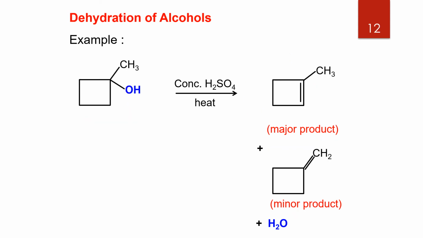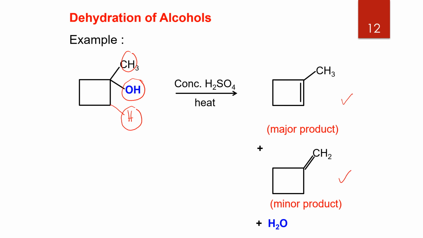Let's take a look at another example, the dehydration of 1-methylcyclobutanol. When 1-methylcyclobutanol is heated with concentrated sulfuric acid, it will give two types of alkenes. In this elimination reaction, the carbon with the OH group will lose the OH, while the neighboring carbon will lose a hydrogen. In this case, we have two possible hydrogens that can be removed. Thus, it will give two types of alkene products.